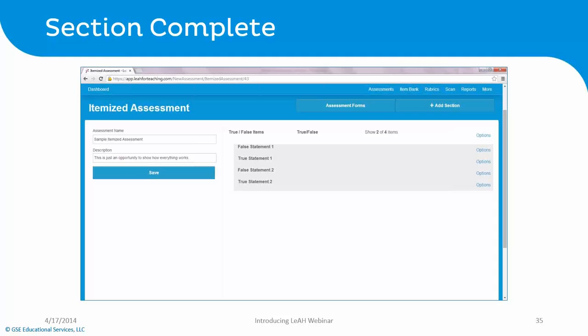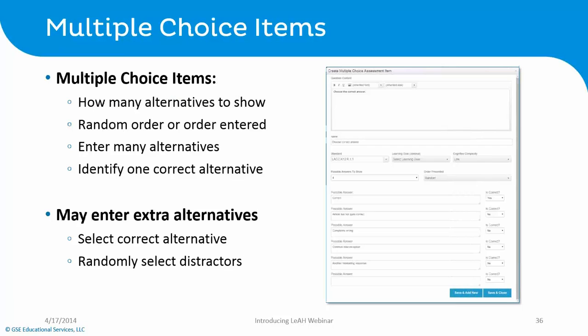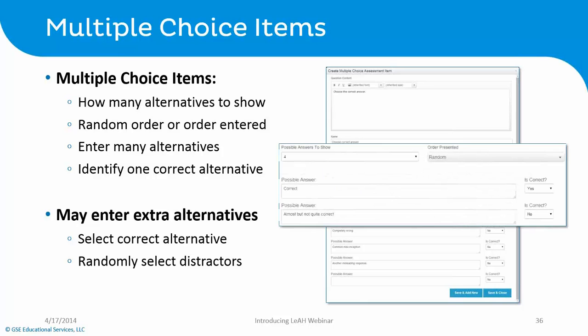All right, so now let's add some other section types and items. We'll go on to multiple choice. Now, in a multiple choice section, in addition to the regular fields, the multiple choice items have a place for you to specify how many alternatives should be presented to the student. You can show them 2 options, 3 options, 4, or even 5 options, but it defaults to 4. And then you can specify whether you want those options to be presented randomly or in the order that you specify.